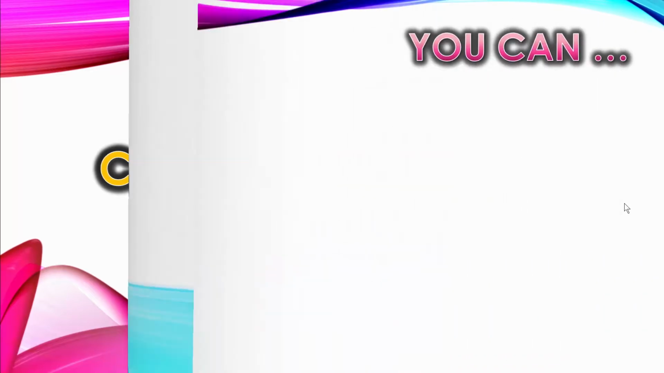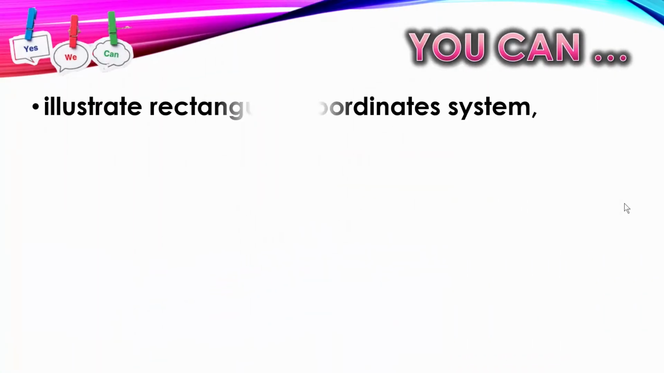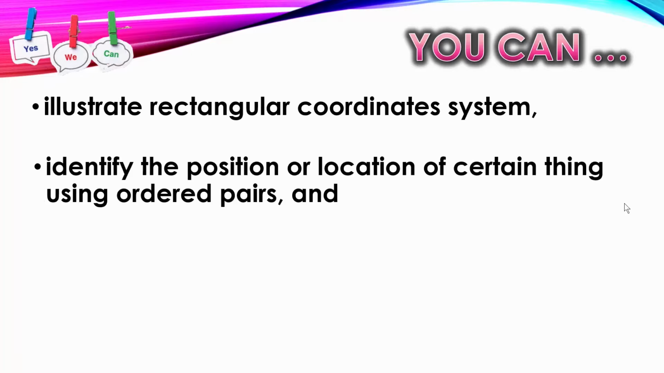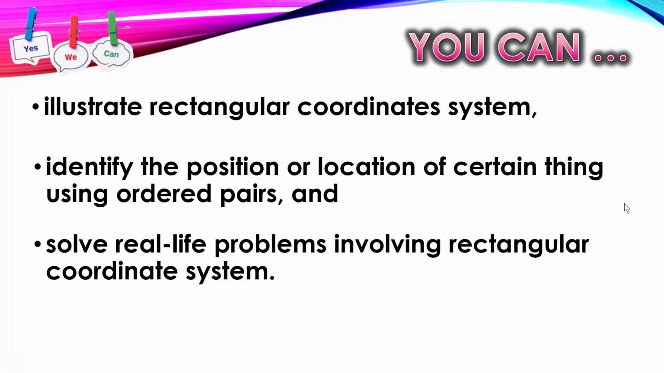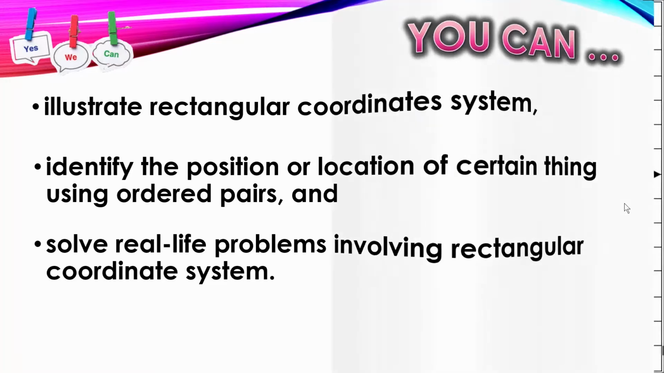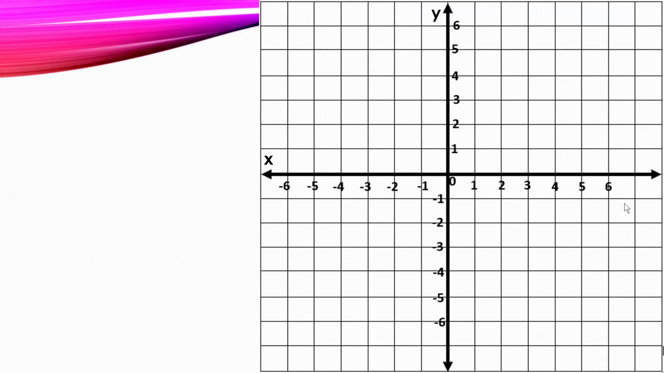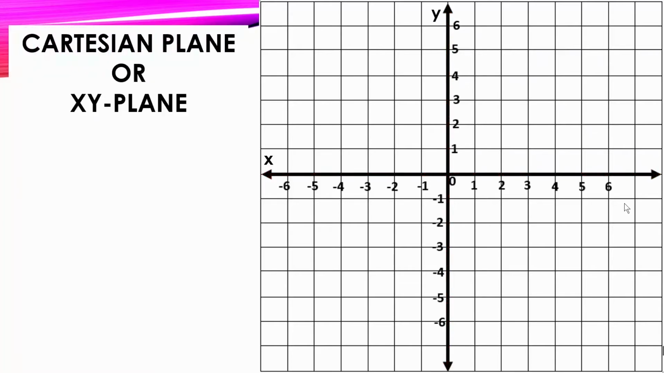At the end of the lesson, you are expected to illustrate the rectangular coordinate system, identify the position or location of certain things using ordered pairs, and solve real-life problems involving the coordinate plane. To start with, let us have this figure. I know that you are already familiar with the number line, but this time, we will encounter two number lines, the horizontal number line and the vertical number line. This figure is called Cartesian plane or XY plane.